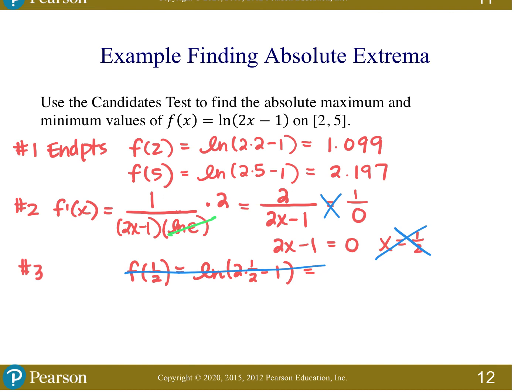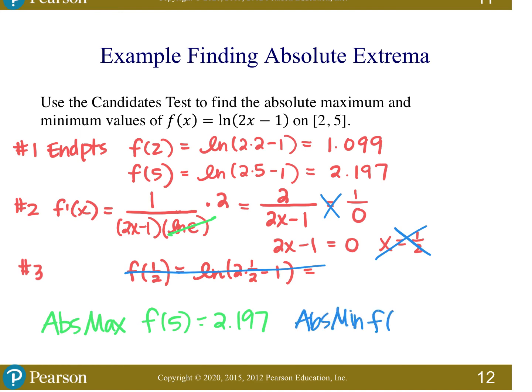Okay, so we've covered everything, and now we just need to declare the absolute max and the absolute min, and we only have 2 to choose from. So my absolute max is f of 5, which is 2.197, and my absolute min is the other one, which is f of 2, being 1.099. And again, we didn't look at the graph, but we could tell what the max and the min were just by doing the math.